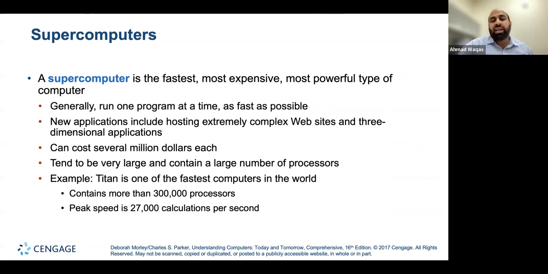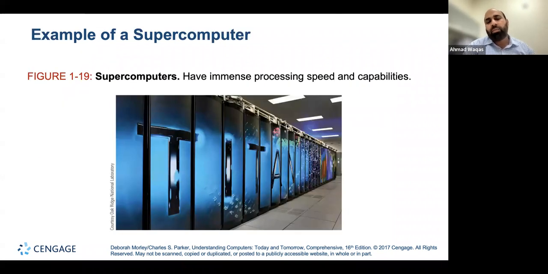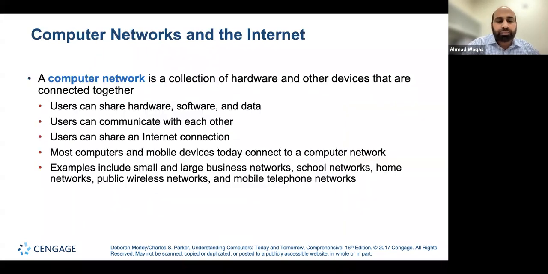Titan is one of the fastest computers in the world. It contains more than 300,000 processors. The peak speed is 27,000 calculations per second. In environments where we require this many calculations, like scientific applications, we use supercomputers. Here is a diagram of the Titan supercomputer. It has immense processing speed and capabilities.